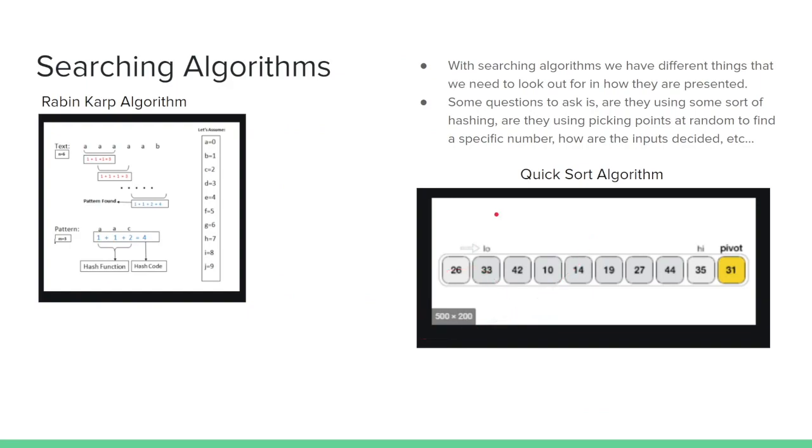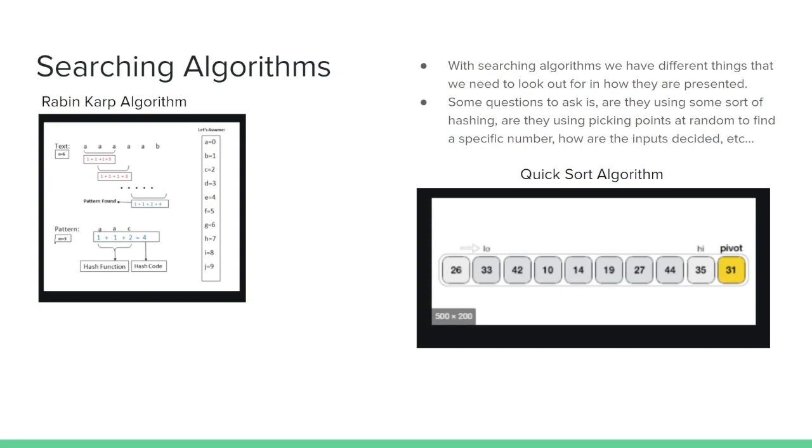And then lastly is searching algorithms. So we have, of course, quicksort, and then we also have the Rabin-Karp algorithm, which has already been explained in this video. With searching algorithms, we have different things that we need to look out for and how they are presented. Some questions to ask are: are they using some sort of hashing? Are they picking points at random to find a specific number? How are the inputs decided, etc. There's a lot of things to think about.